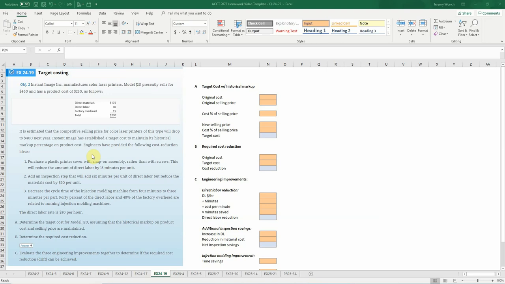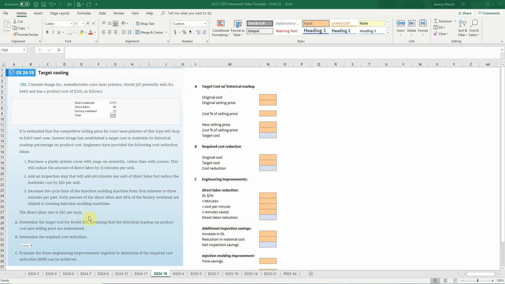They're going to do a plastic cover that doesn't require screws, and that's going to save 15 minutes per unit. Then they're going to add an inspection step, which is going to increase the amount of labor, but it's going to decrease the amount of materials by $20. And then in the third one, they're going to decrease the cycle time of the injection molding machines from 4 minutes down to 3. And then it tells us that 40% of the direct labor and 48% of the overhead are related to the injection molding. And then it tells us that the direct labor rate is $30 per hour.